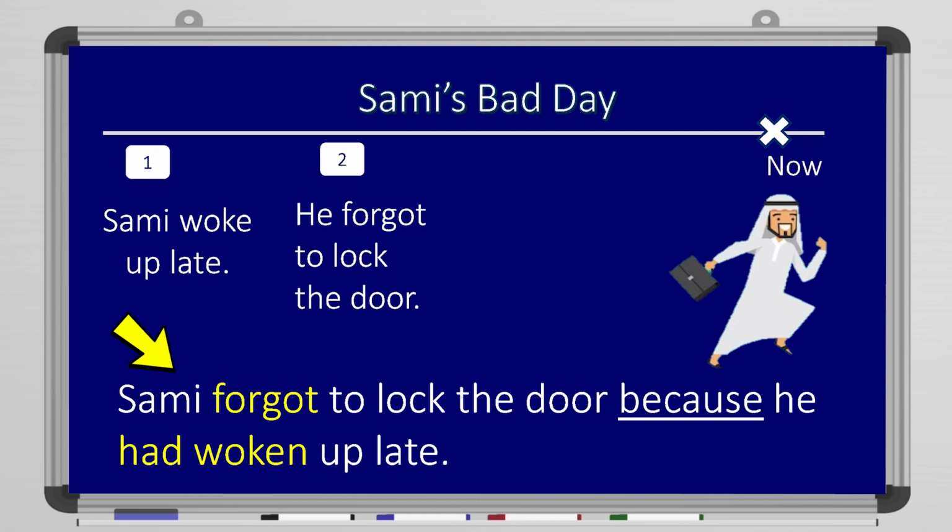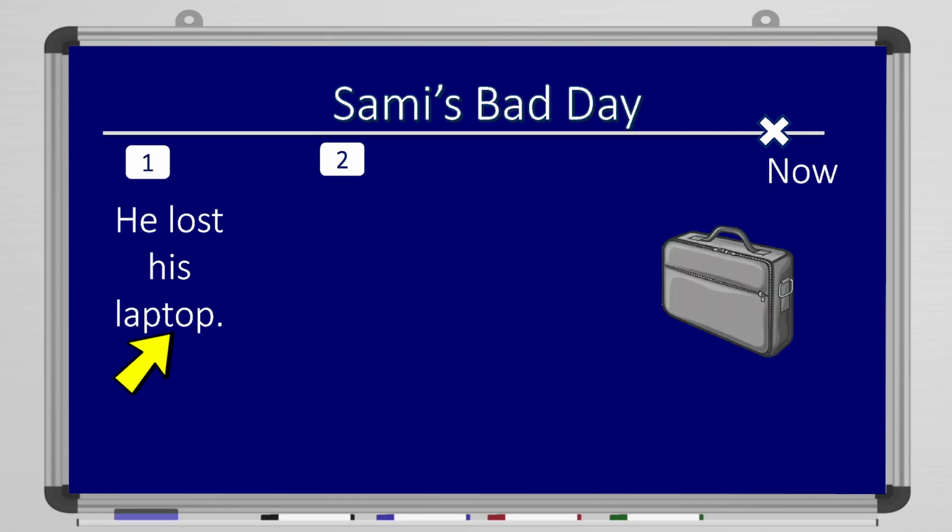And notice, if we start with the second action, the other action will always be preceded by because or after. So notice, Sami forgot to lock the door because he had woken up late. So the first action that took place is preceded by had, and the verb is in which tense? In the past participle. Let's look at the next example.